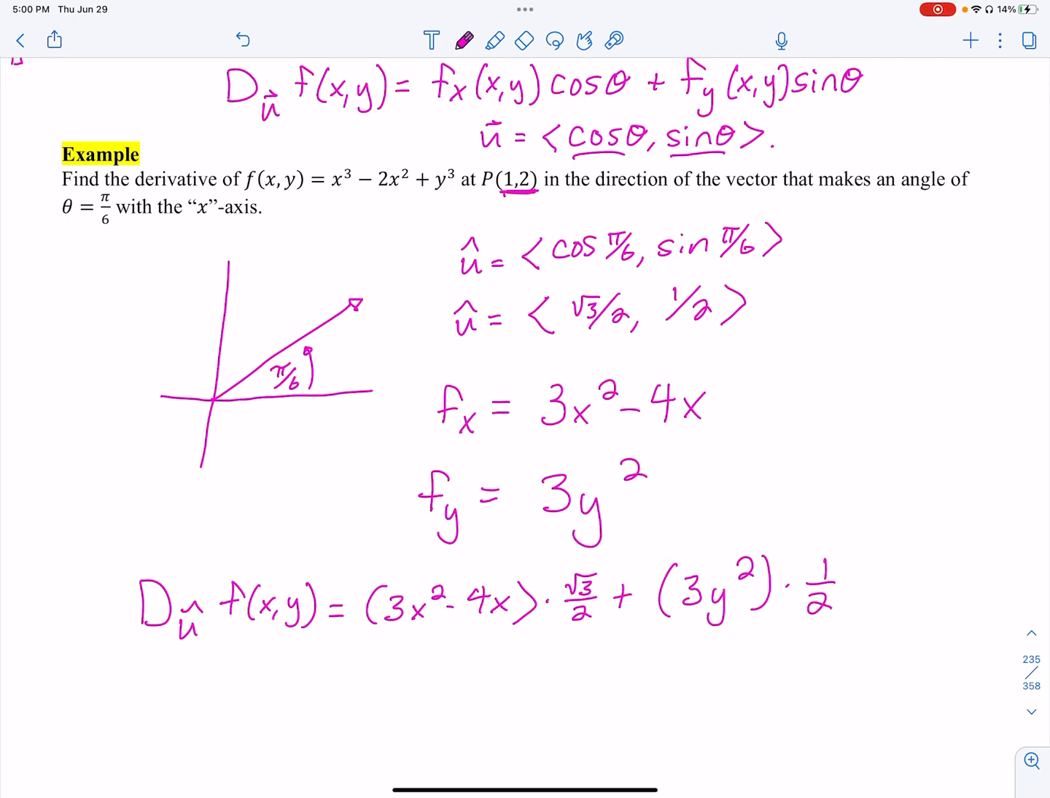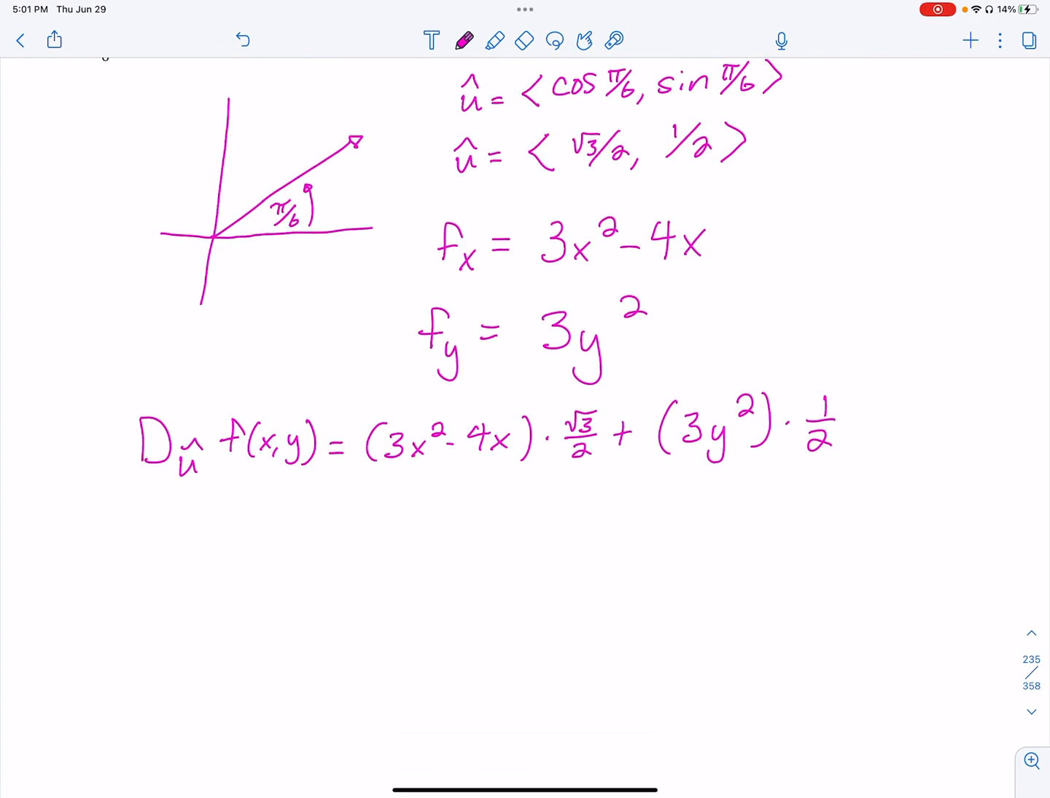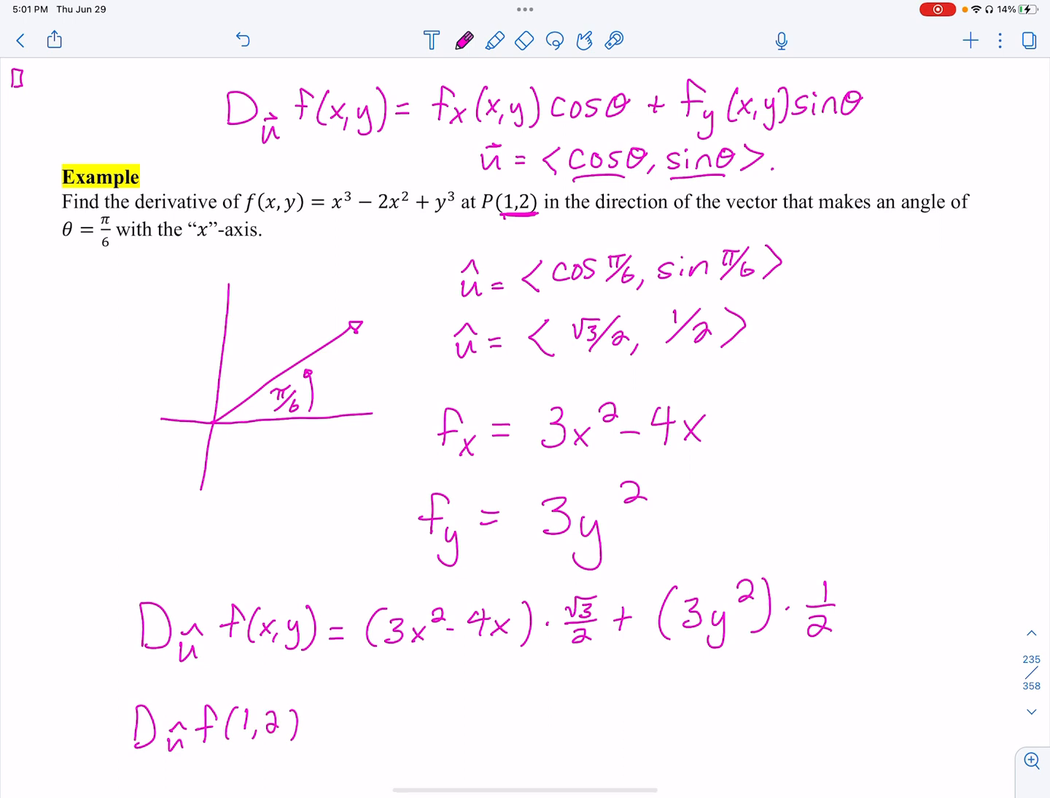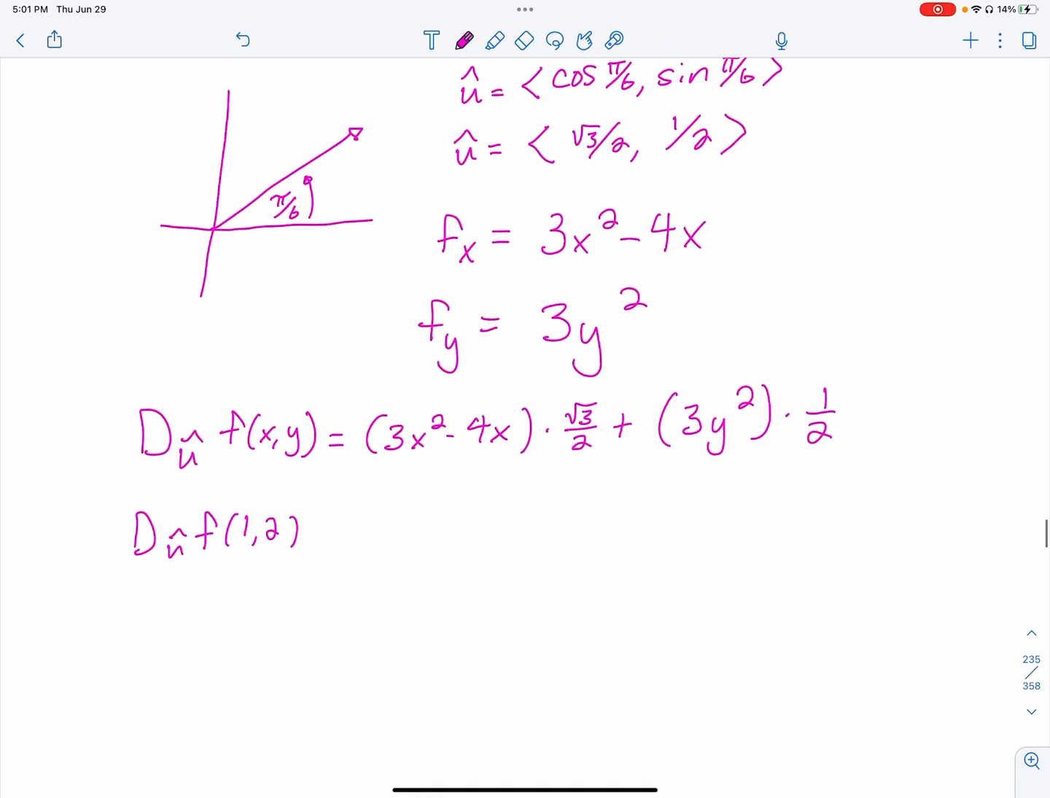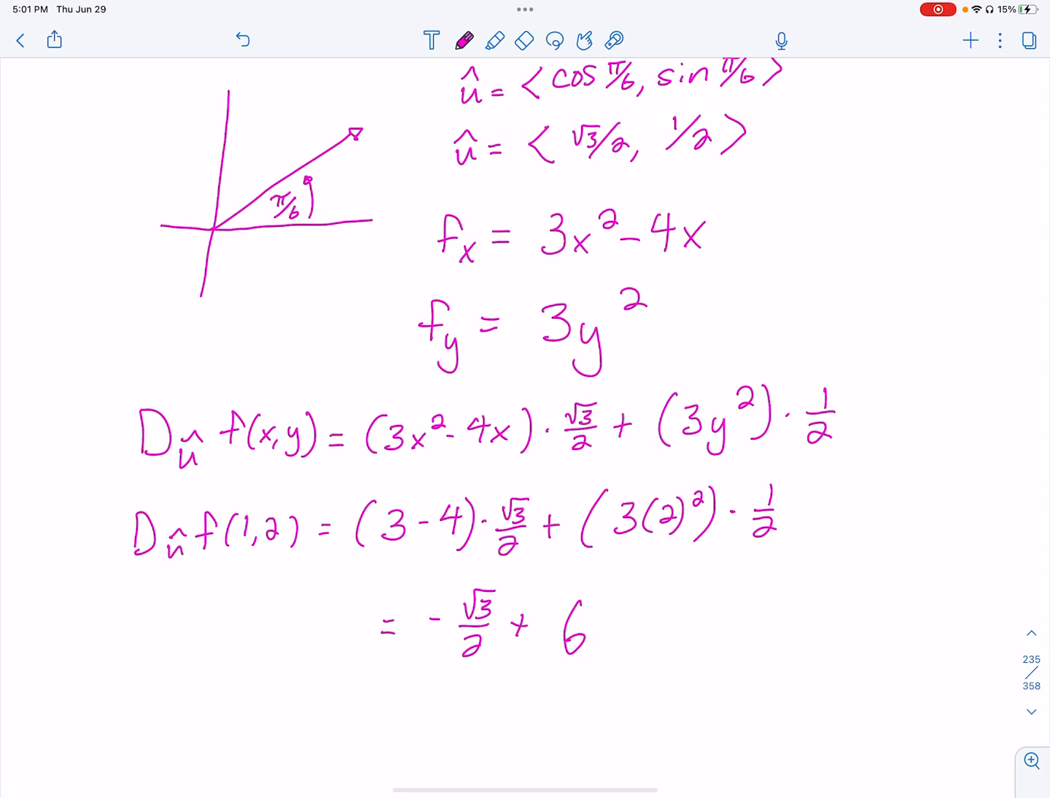Notice there are no i's and j's. That should be parentheses, not a bracket there. And if I want the value at the point, just plug it in. The point was (1, 2). Plugging in 1 here, sorry for the scrolling there, sometimes it gets out of control: 3 minus 4, plugging in 1, times radical 3 over 2. Plus, plugging in 2 here, I get 3 times 2 squared times 1 half. That is going to be negative radical 3 over 2, plus 2 squared is 4, times 3 is 12, times 1 half is 6. I think that's a great answer.